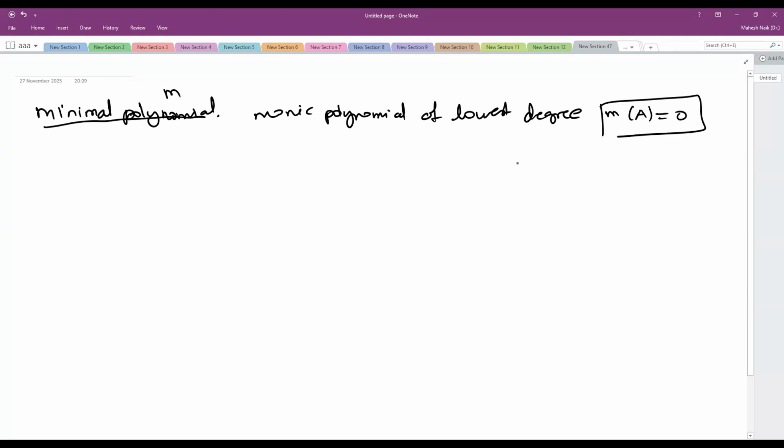Since this is a polynomial of least degree, it will divide the characteristic polynomial. So M of lambda divides the characteristic polynomial of the matrix.